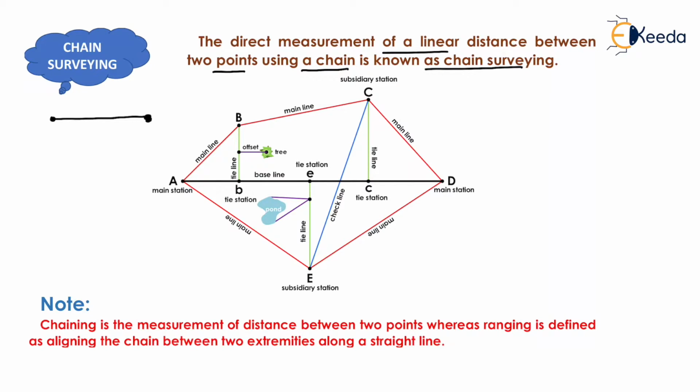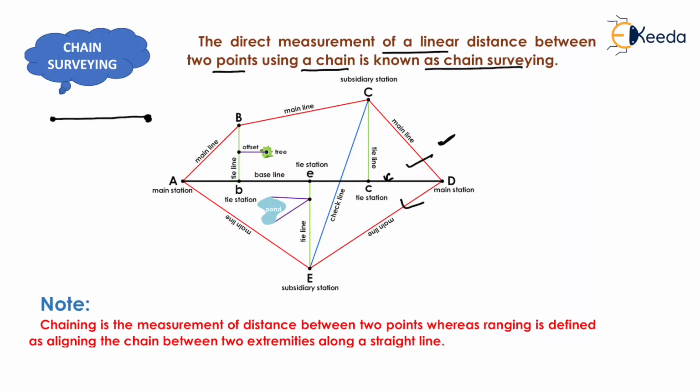Now suppose that we have an area like this and we want to do the chain surveying of this area. So we will divide this entire area into two equal halves, one in this direction and one in this direction, and we can divide this area into two equal halves by one baseline which is shown here, that is this line. This line is known as baseline.